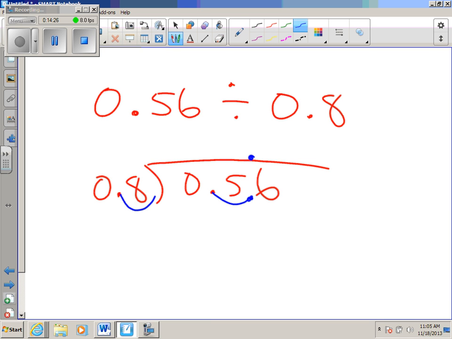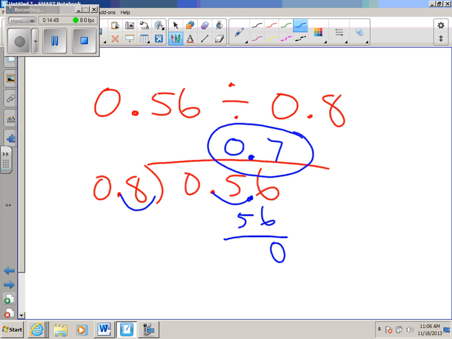You say, wait a second, you can't put 8 into 5. Sure you can. Part of 8 goes into 5. Part of it, not the whole thing, but part of it. So 8 doesn't go into 5, but 8 goes into 56 7 times. So 0.7 would be our answer. It doesn't go in a full time.